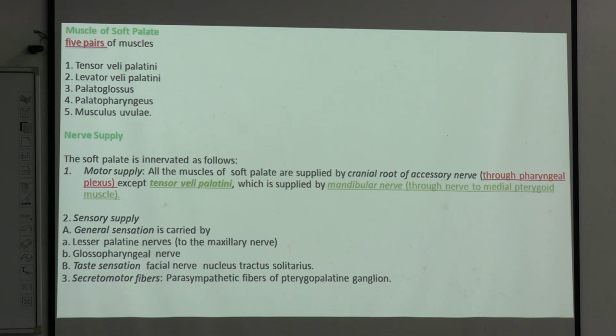So, all the muscles of the pharynx are supplied through this particular plexus. We call it the pharyngeal plexus. The pharyngeal plexus is contributed largely by the vagus and the cranial accessory. Together they supply these muscles, except tensor veli palatini, over this region.